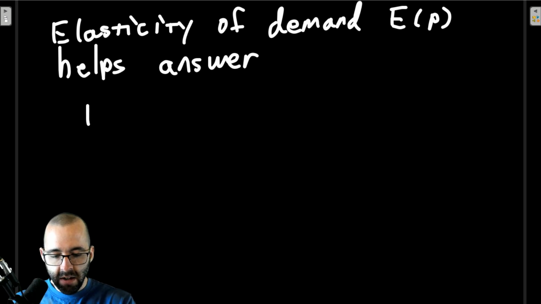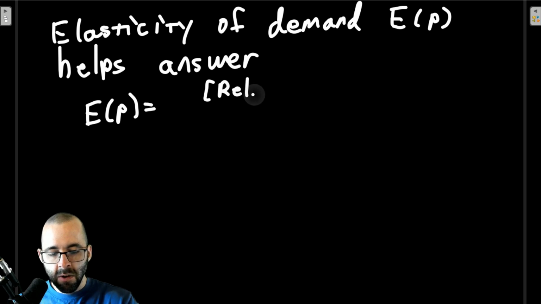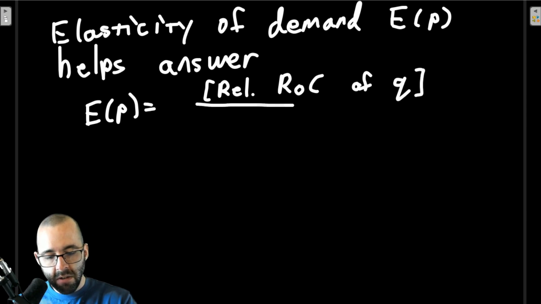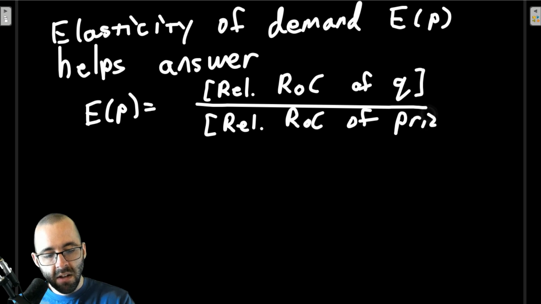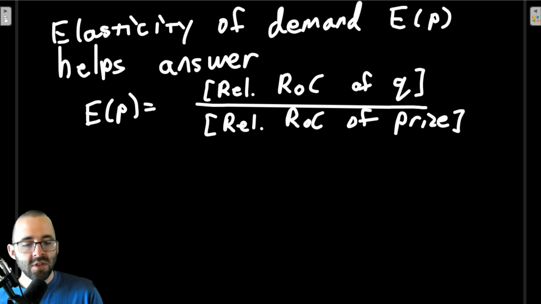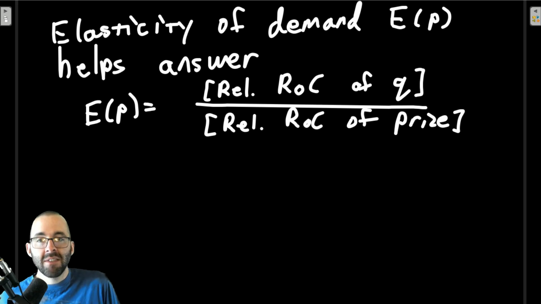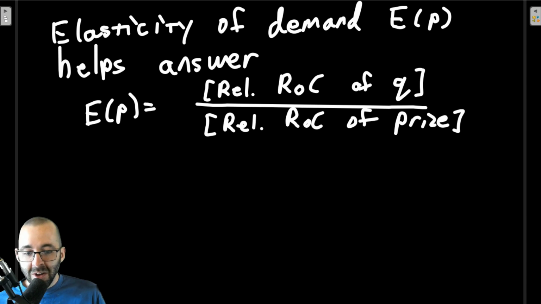So E of P is going to be the relative rate of change of our demand, Q, divided by the relative rate of change of price. A lot of times when we deal with ratios like this, when we deal with fractions like this, we really care about whether this fraction is bigger than 1. Because if this fraction is bigger than 1, the top has to be bigger than the bottom. If it's smaller than 1, the bottom's bigger.